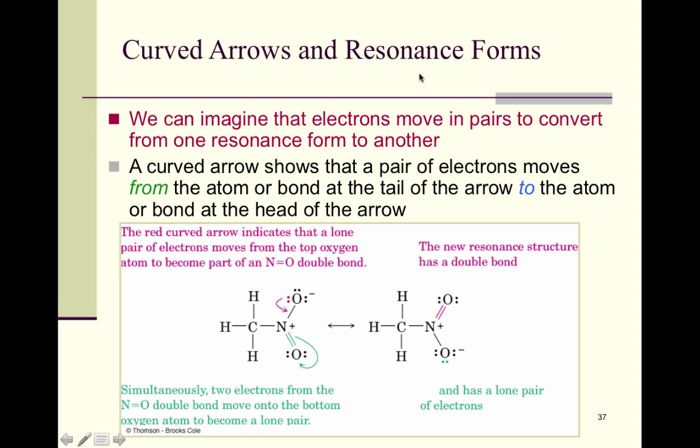Curved arrows and resonance forms. So here we have the same structure. See, the pair of electrons are curved arrows going here. So we're going to have a double bond there, and a pair of these electrons are going to come down here. So the curved arrows tell us the movement of electrons.